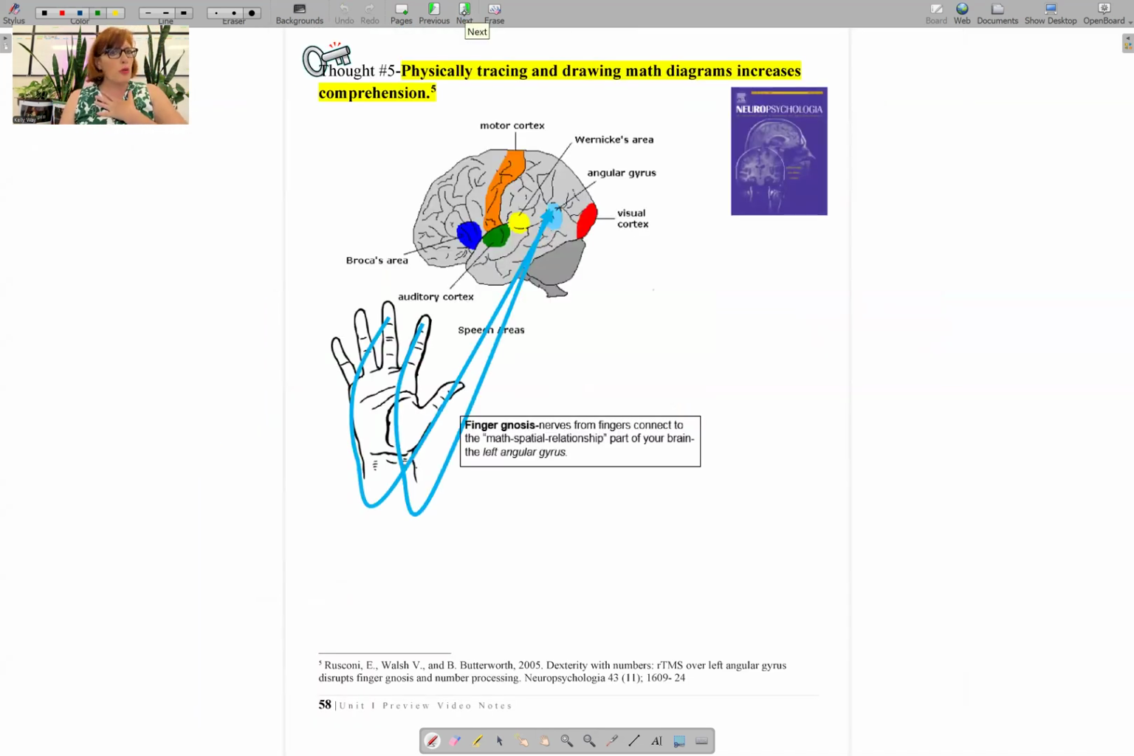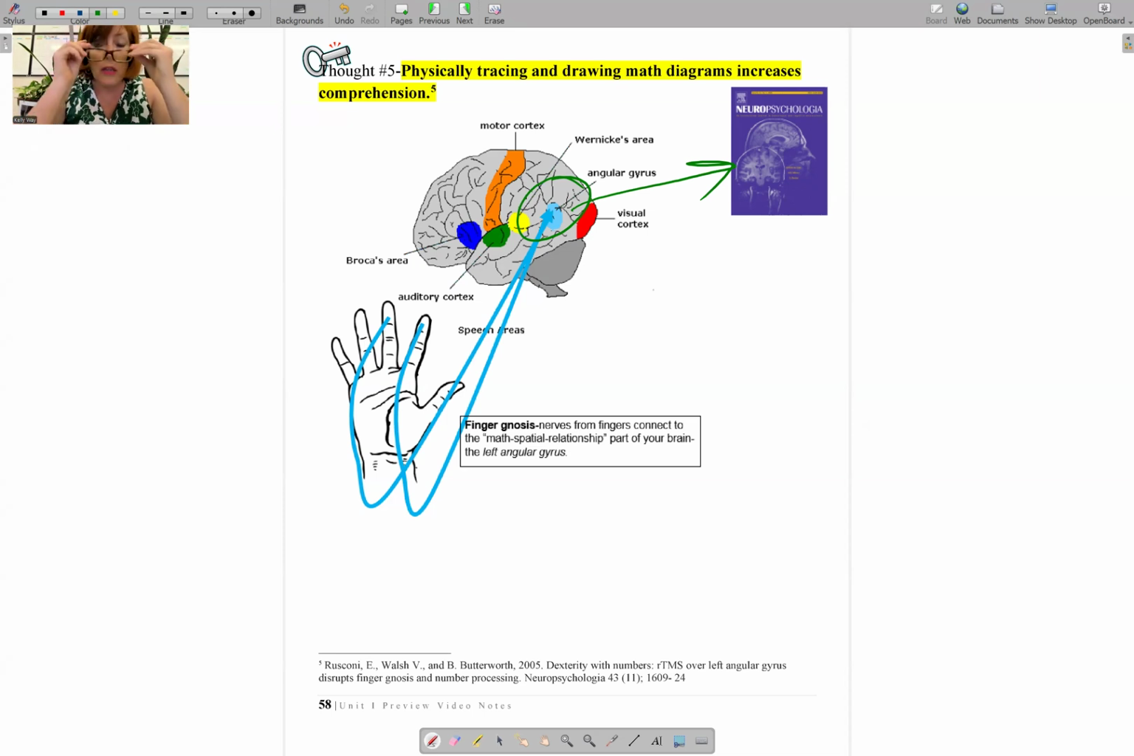Here is the most critical thing I discovered in my master's thesis: there's an actual spot in your brain specifically designed to process visual spatial mathematical relationships. It's called the left angular gyrus. If you put your finger behind your left ear, a little bit lower down past your earlobe, and you go about an inch inside your brain, that is the left angular gyrus. Again, here's the neurology reference. That spot in your brain processes visual spatial information. Guess what? It's not connected to your eyeballs.